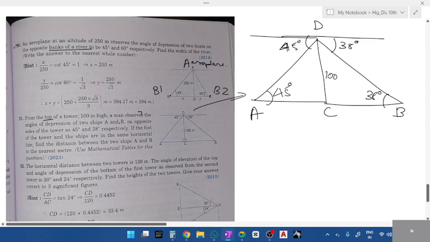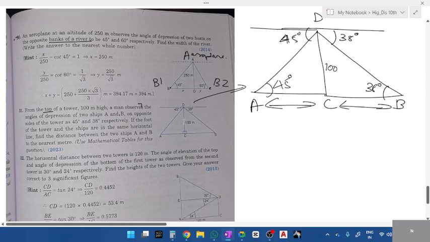What are the two ships here? A and B, on opposite sides of the tower, at 45 degrees and 38 degrees respectively. If the foot of the tower and the ships are in the same horizontal line, which means A and B are on the same line, find the distance between the two ships A and B. So how do you find the distance between two ships, students? Which ones do you have to find? AC and CB, right? Can you all try this now?